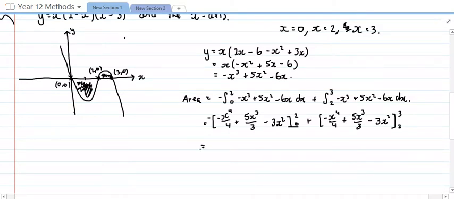So heaps of subbing in to do. We have negative out the front of. Now, this is going to get a little bit messy, so I'll just do 2 to the power of 4 first, which is going to be 16, and then divide that by 4, which is just 4, and make it negative. Plus 2 cubed is 8, multiplied by 5 is 40, divided by 3, nothing much to be done for that. Minus, I'm going to have to finish this in the next video.